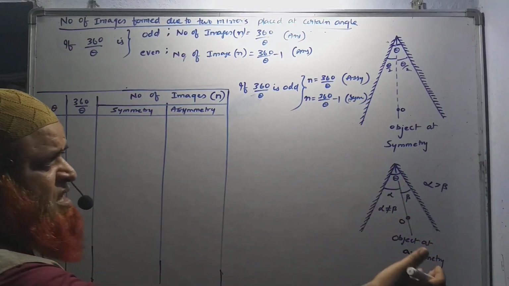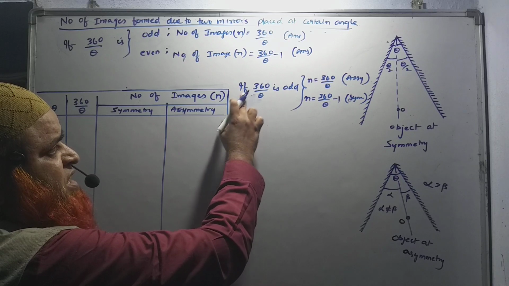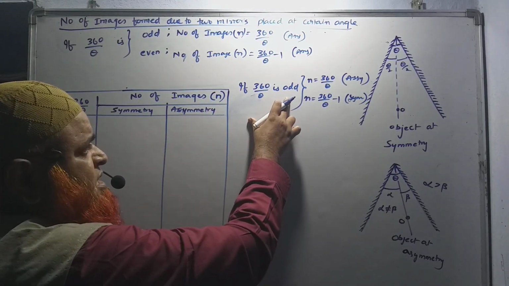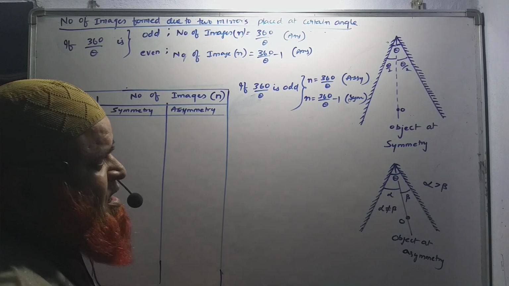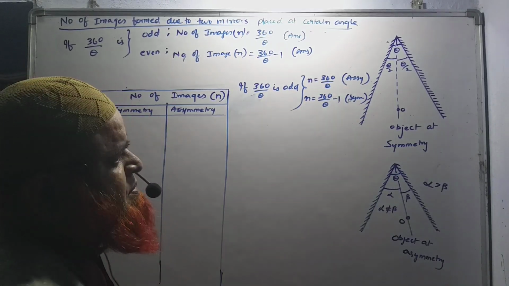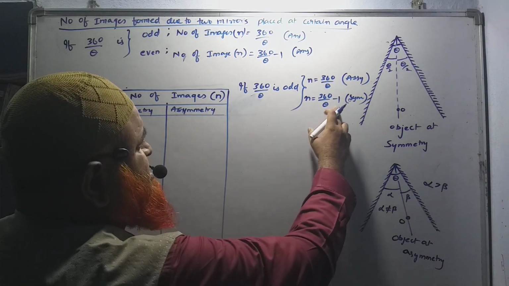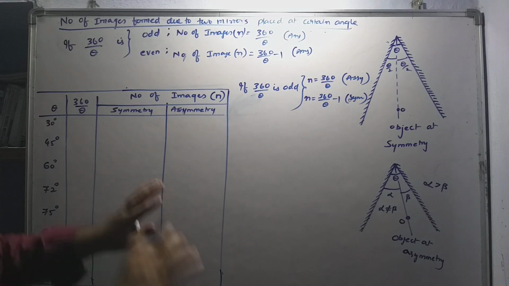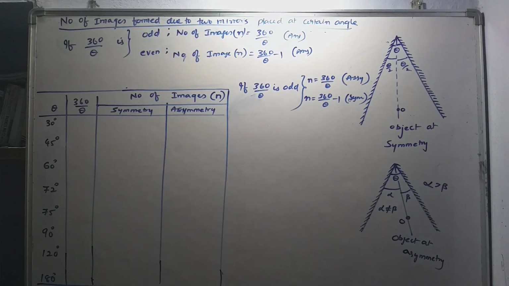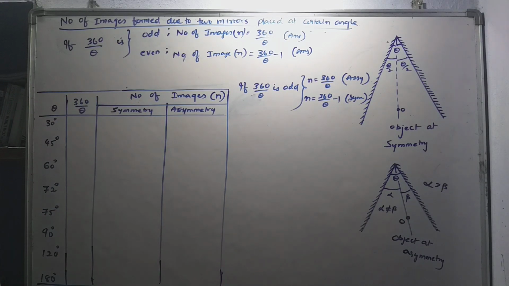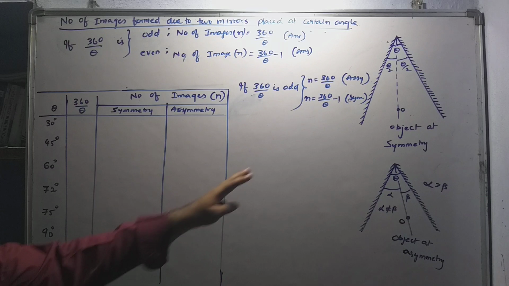For those symmetry and asymmetry conditions, if 360 by theta is odd, which is a subcondition, then again two conditions prevail here. n is equal to 360 by theta for asymmetry, and n equals 360 by theta minus 1 for symmetry. So these are subconditions here. I think you understood partially the conditions which I have explained. But for clear understanding, if you fill up this tabular column, it will be very easy for you to understand the concept which I have discussed here.